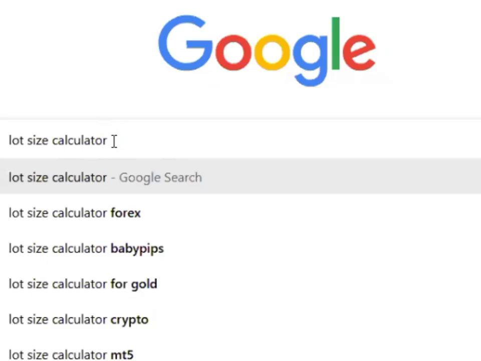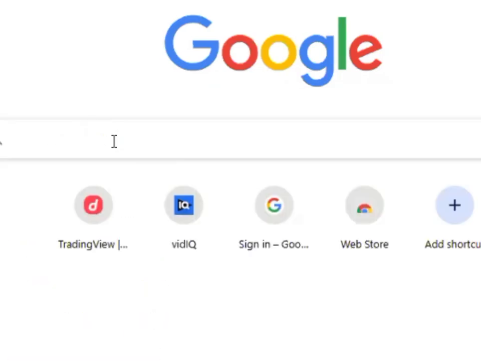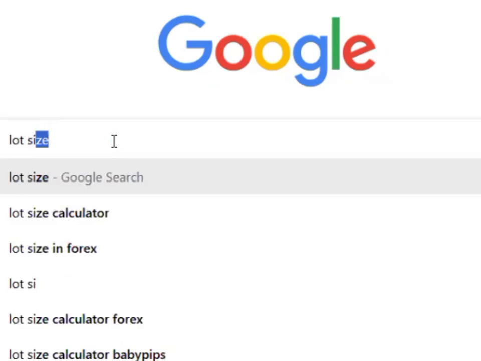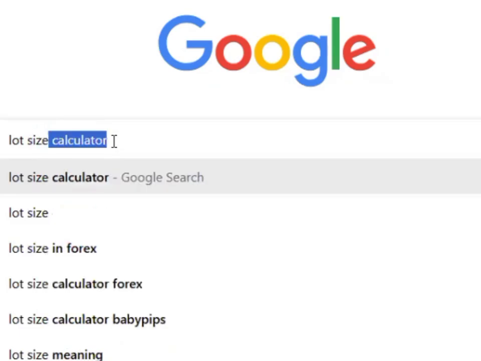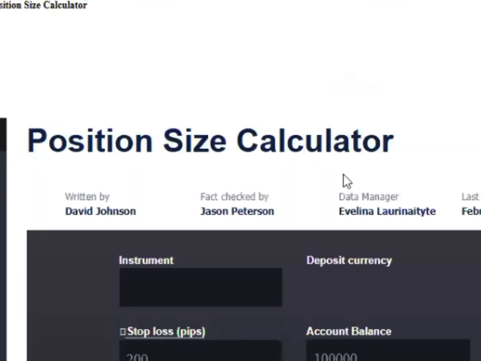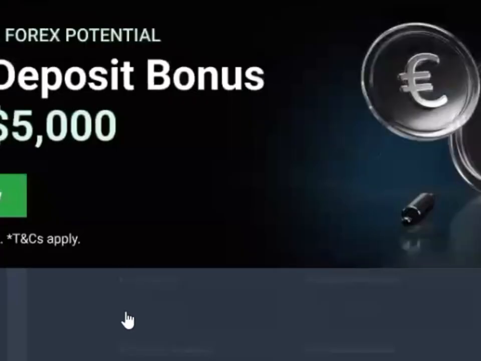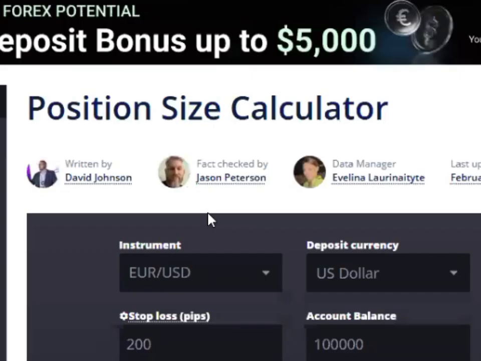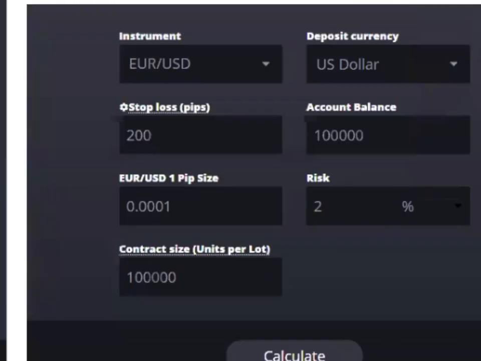You just type lot size calculator, so you can see. I'll just click on it. You can see it here, guys, lot size calculator. Then I'll click on it, and it's going to be bringing me here.